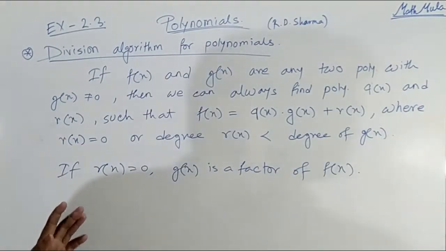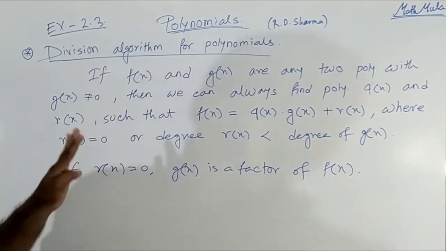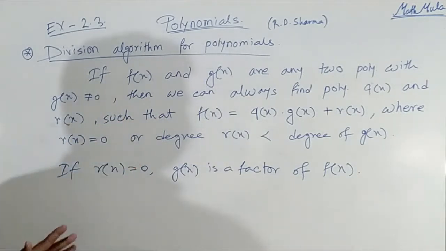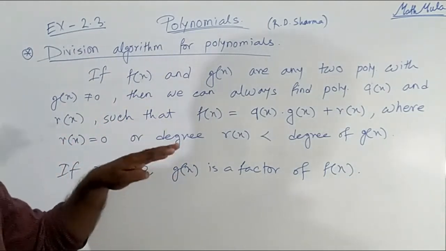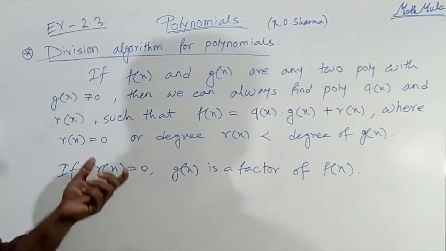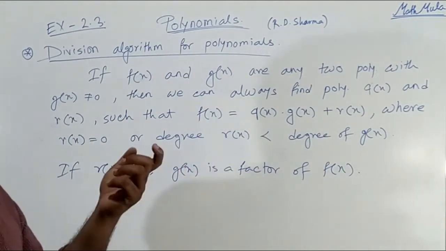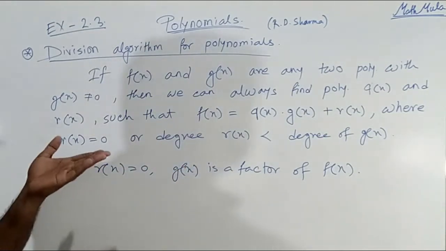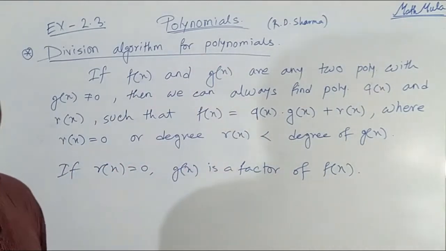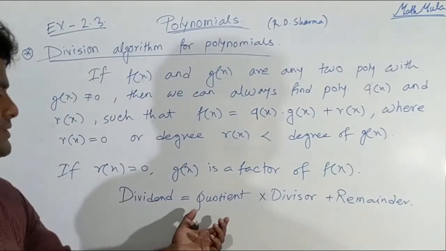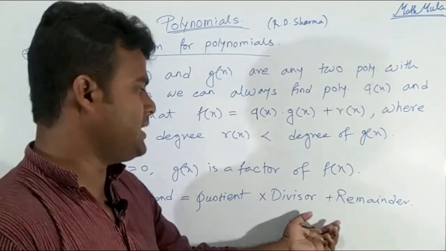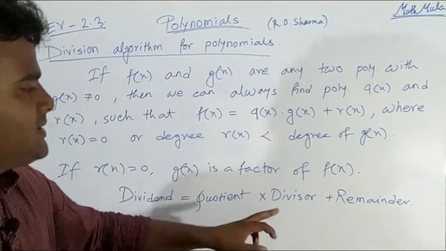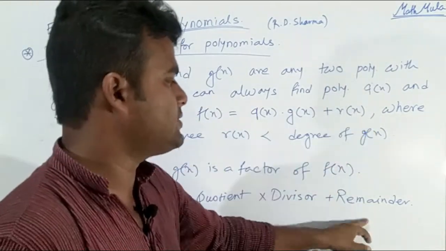Now, division algorithm for polynomials. That means there exist two polynomials f of x and g of x. Then there exist another two polynomials q of x and r of x such that f of x can be written as q of x into g of x plus r of x, where r of x equals 0 or degree of r of x is less than degree of g of x. That's it. Dividend is equal to quotient into divisor plus remainder, where f of x is called dividend, q of x is called quotient, g of x is called divisor, and r of x is called remainder.